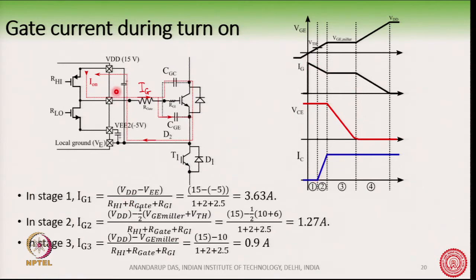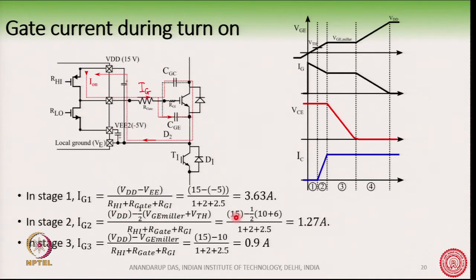At stage 1 you have VDD voltage, and then this voltage here is minus 5 volt. We have already said that when we turn off, the VGE voltage is minus 5 volt. So, VDD minus VGE, so this current is this voltage minus this voltage, the total voltage in this loop, divided by the total resistance in the loop. The total voltage is this much and the total resistance is this much, R high plus R gate internal. So, these three we have added.